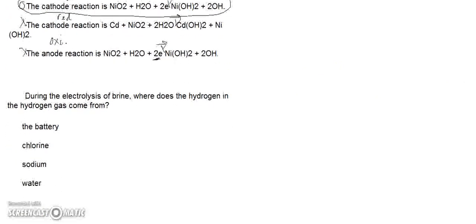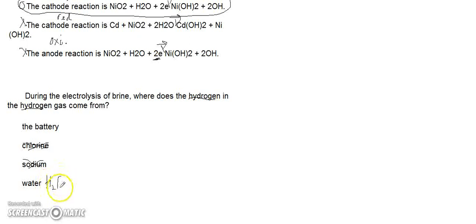All right, last one. During the electrolysis of brine, where does the hydrogen in the hydrogen gas come from? Now, this was something that you just learned in your lessons. However, if you don't remember this, you can still figure it out by thinking about the elements here. It's asking, where does the hydrogen come from in the hydrogen gas? Well, chlorine is not hydrogen, so it can't come from chlorine. Sodium is not hydrogen, so it can't come from there.